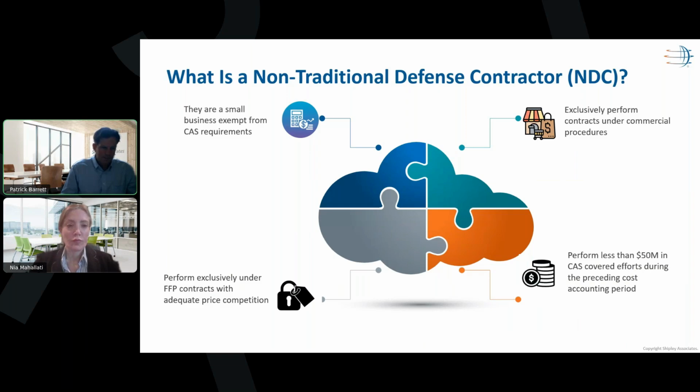So you can see here, number one, exempt from CAS. Number two, exclusively performing contracts under commercial procedures. So companies that are doing more commercial work, in commercial solution openings, things like that, they also would be considered non-traditional. We already mentioned the less than $50 million in CAS covered over the course of an entire year, for whatever that accounting period is. And then the fourth is performing, again, exclusively under firm fixed price contracts with adequate price competition. So again, cost plus contracts, you start performing more than $50 million a year, and all of a sudden you're not a non-traditional defense contractor.